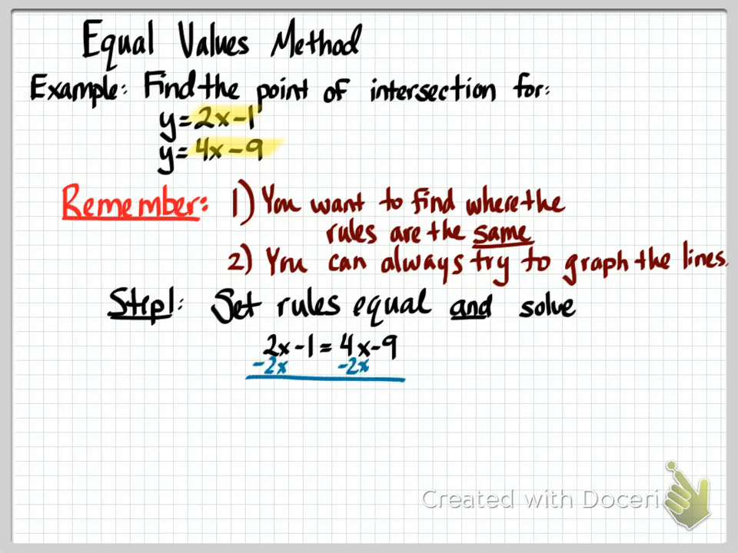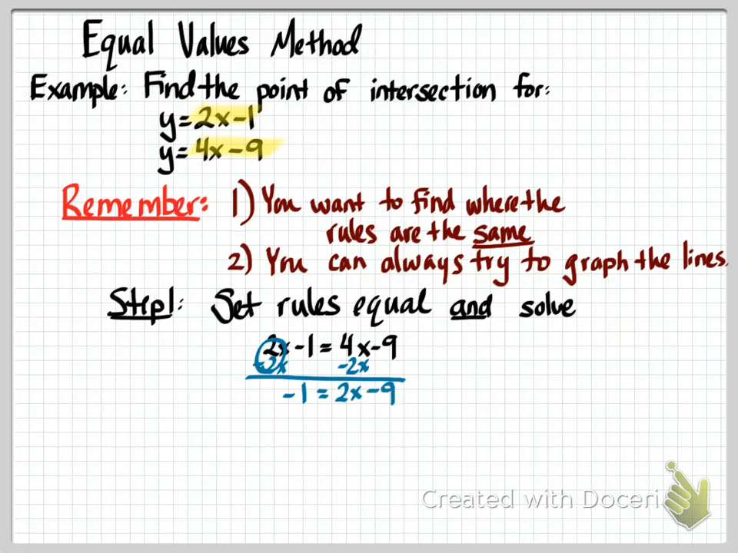So solving this, of course, I want to get the x's together. So if I put a negative 2x on both sides, that makes a 0 on the left, and what's left is a negative 1. On the right, 4x minus 2x simplifies to 2x, and then I drop the negative 9.